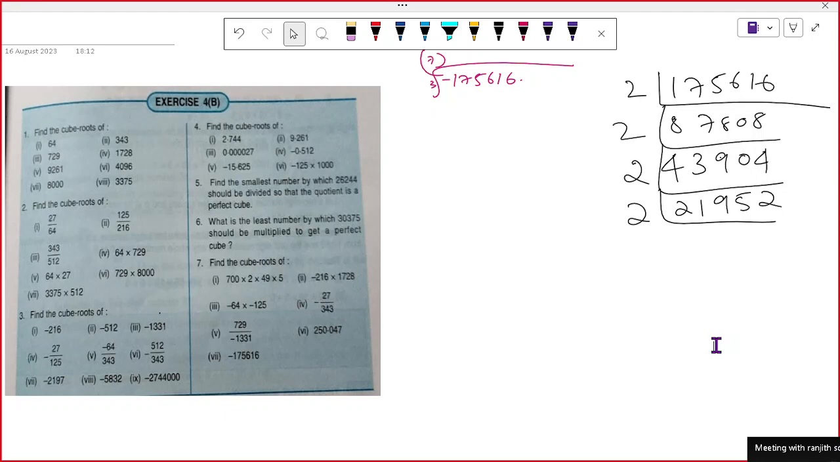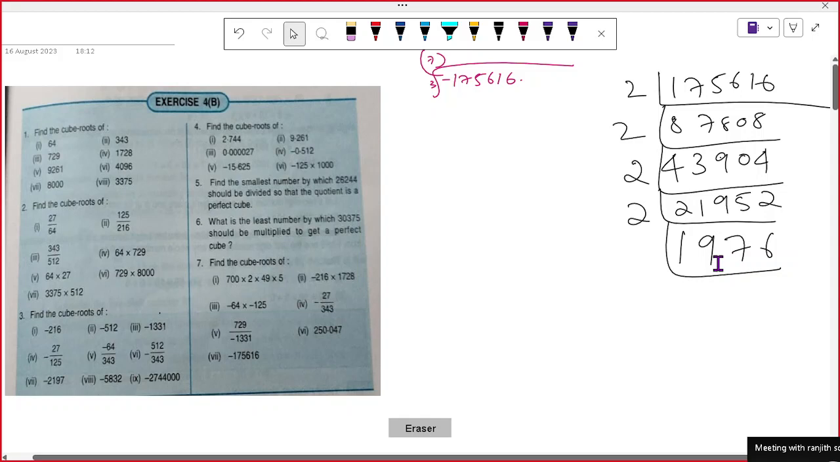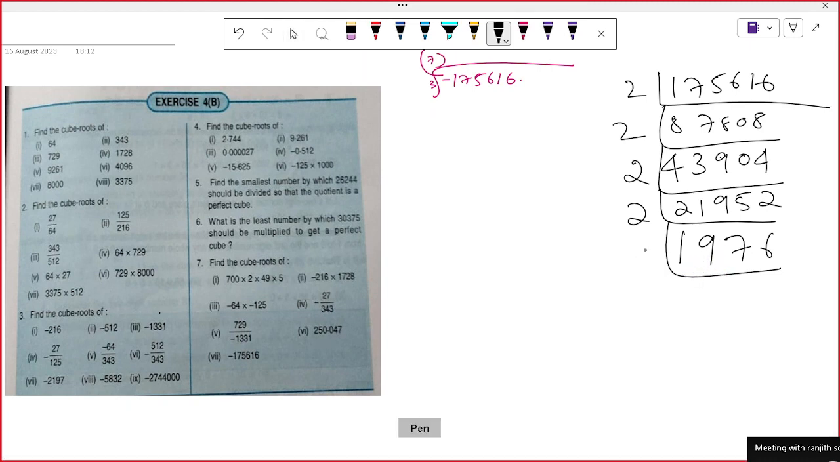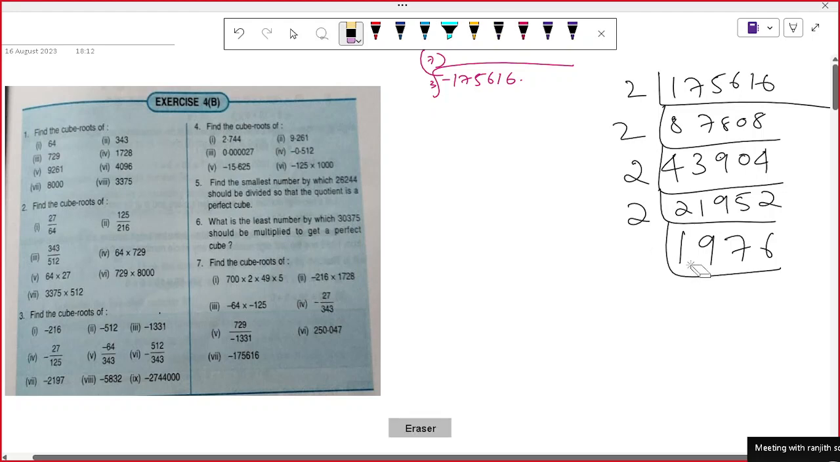Sir, shall I present? Tell me, Akansha. Sir, it's 10,976. You have written it, Akansha. Next. No, it's 10,976, sir. Two ones are two. Okay, 10,976. Okay, next. Yes, sir.